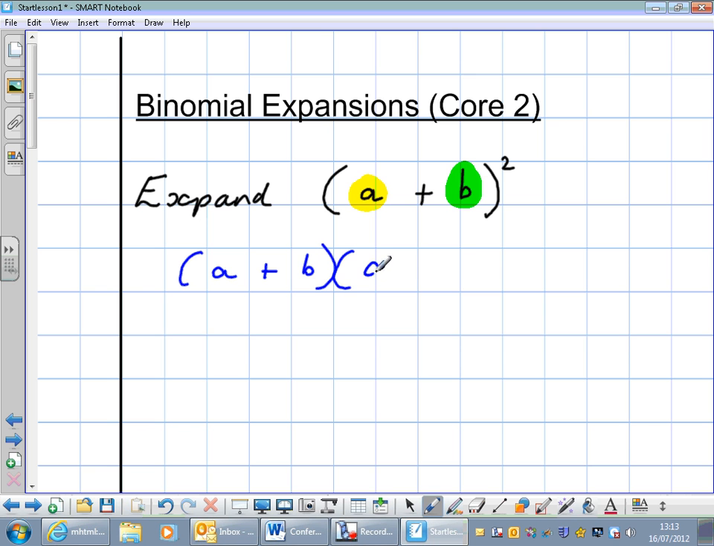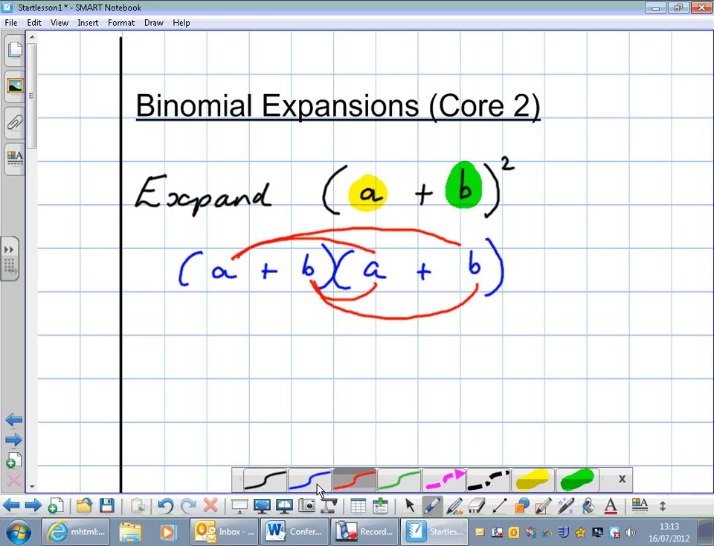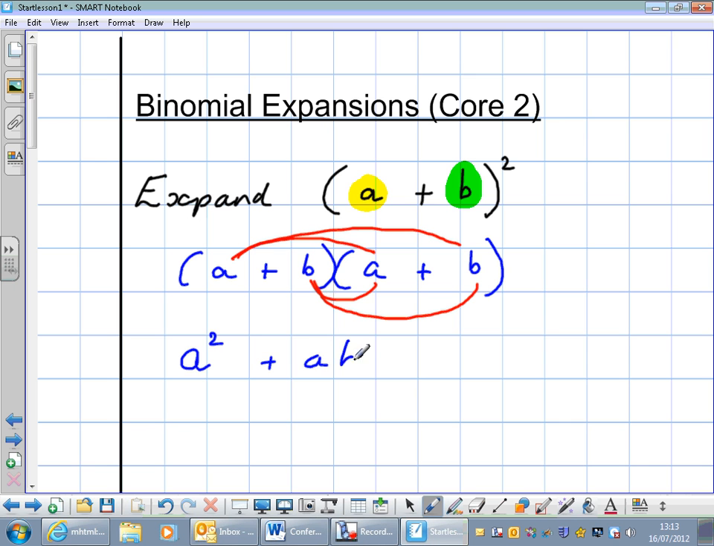We'll top and tail it. So a times a is a squared. a times plus b is plus ab. Now, tails. Plus b times a is plus ab. We put them in order, remember? And plus b times plus b is plus b squared. And if we simplify it, we get a squared plus 2ab plus b squared.